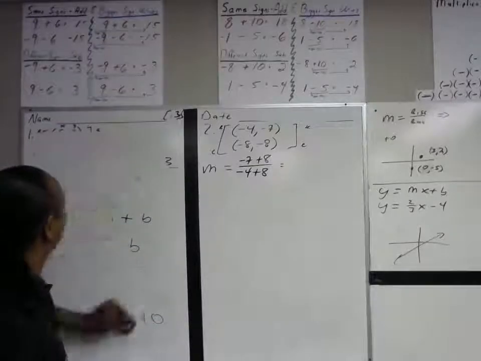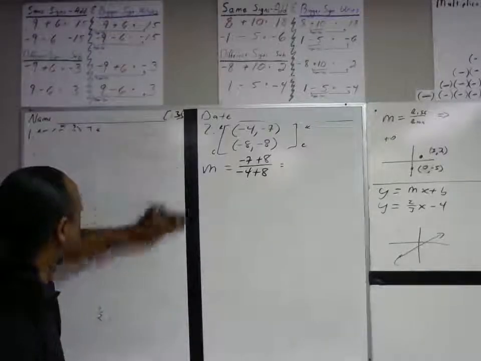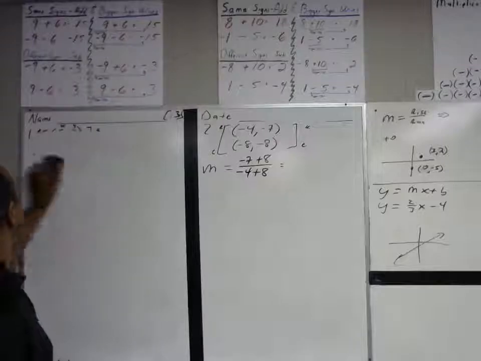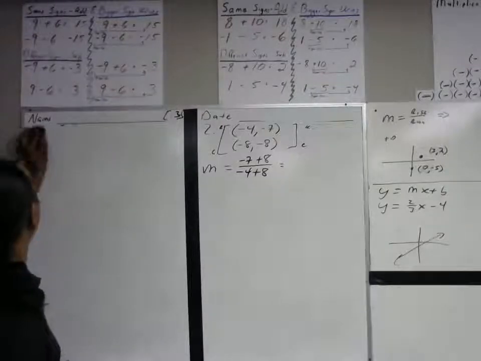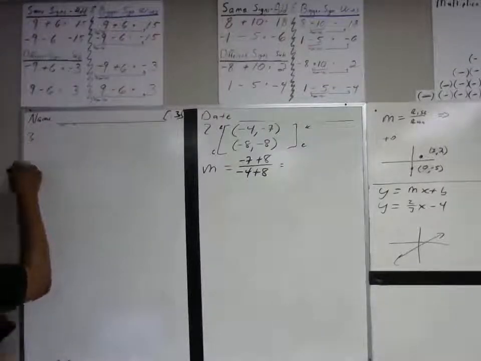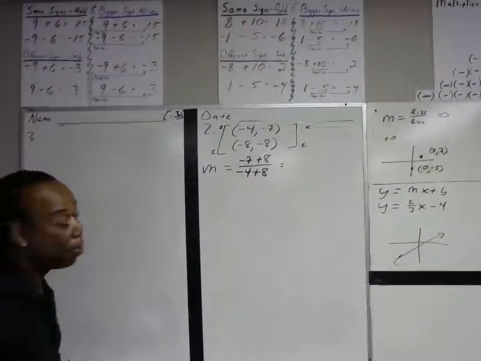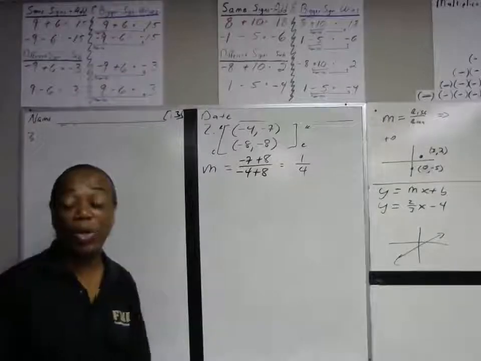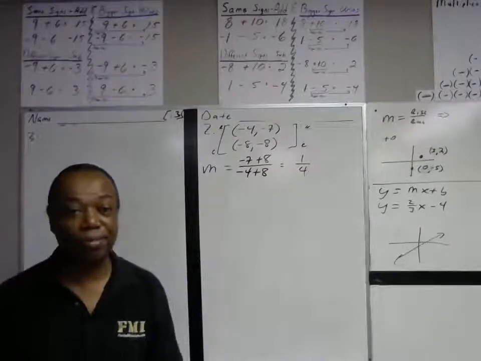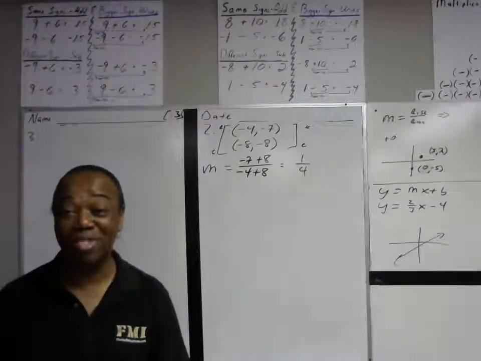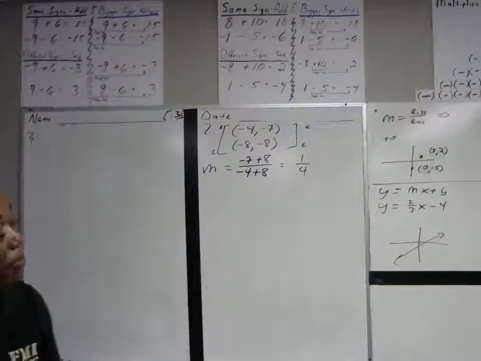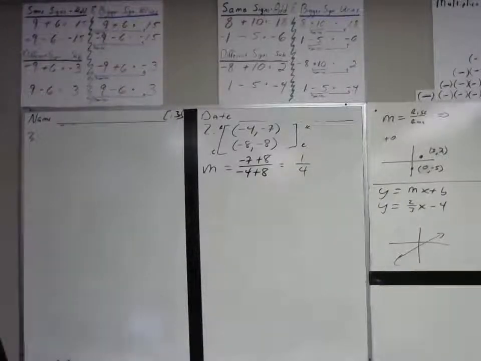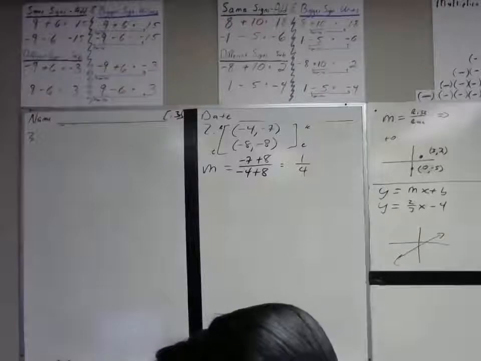And your slope ends up being what, guys? One over 4. Exactly right. Which is nice. We don't even need to simplify that. So the slope is kind of done. Good job.